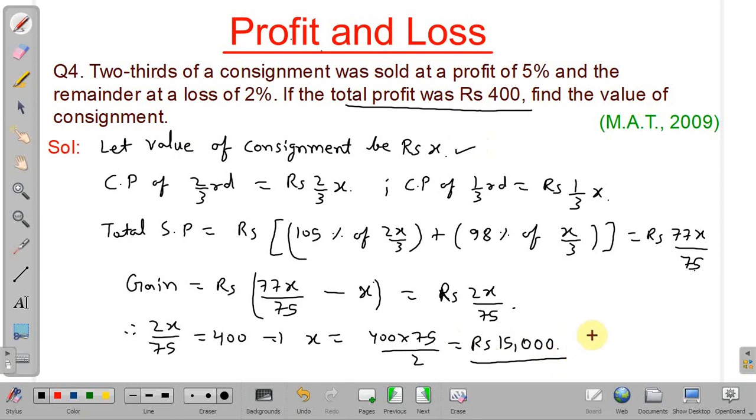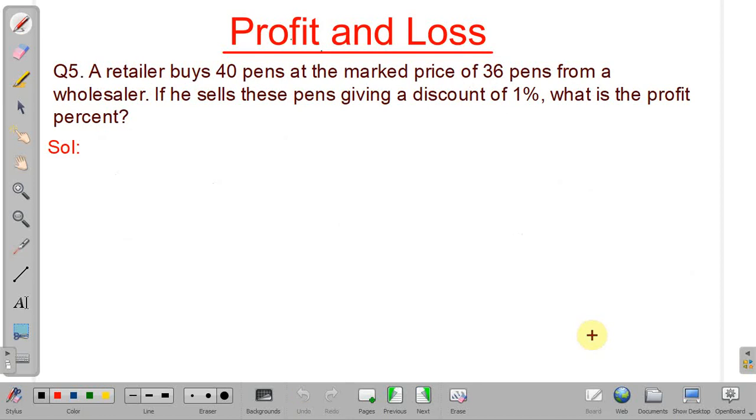Okay friends, next problem is: a retailer buys 40 pens at the marked price of 36 pens. So he is buying 40 pens at the marked price of 36 pens and he is selling at a discount of 1%. This discount will be given on marked price and we have to find the profit percentage. Okay, so we can calculate the cost price, then we can calculate the selling price, and then we can easily find the profit percentage.